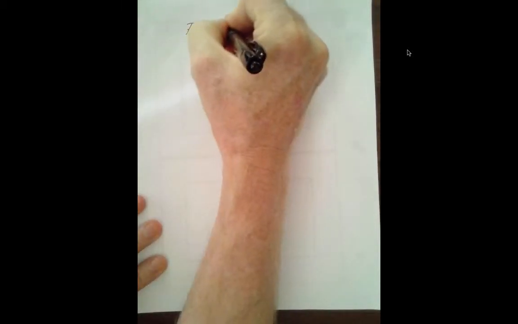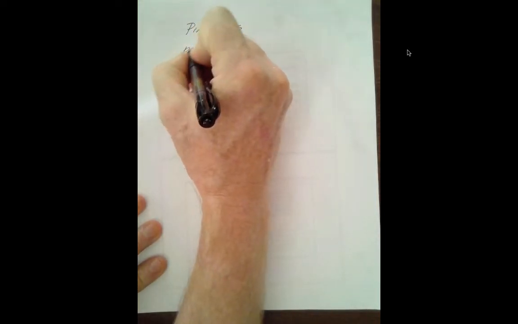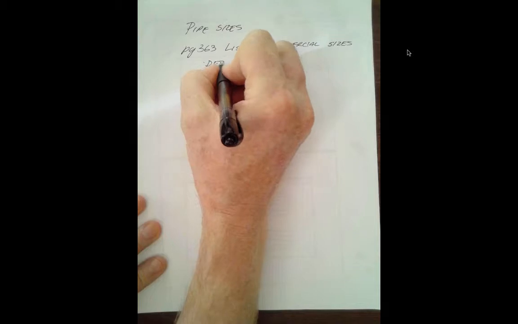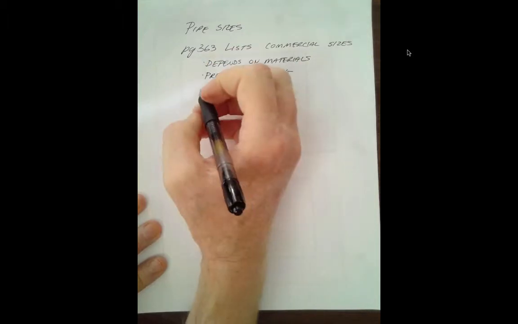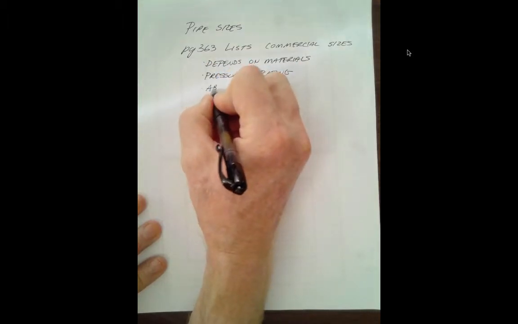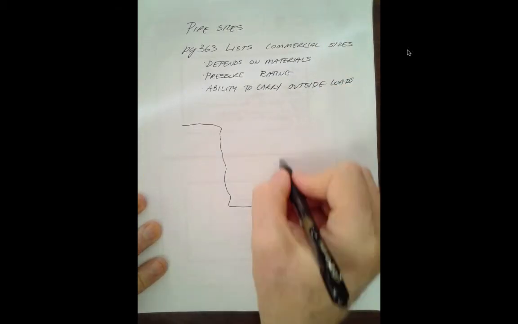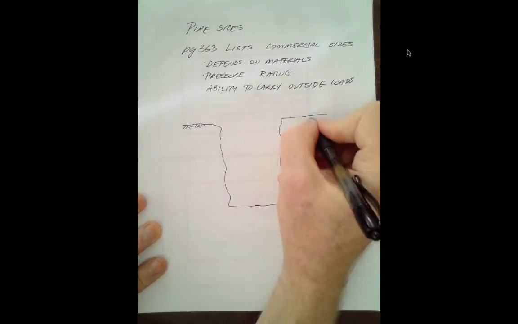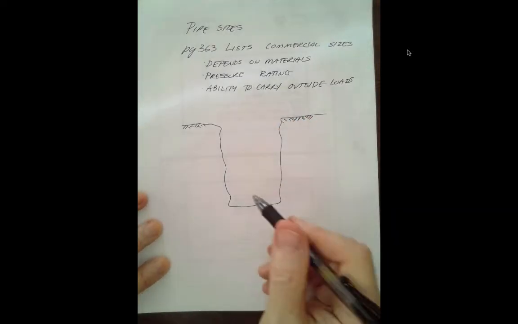Okay, pipe sizes. There are commercial sizes on page 363. And the sizing depends on the materials, pressure rating, and the ability to carry outside loads. So imagine what we do to a pipe, as perfectly good engineers, so that people don't trip over them or hit them with their cars. We tend to put them underground, although when we take the field trip to Berlin, you'll see pipes up in the air.